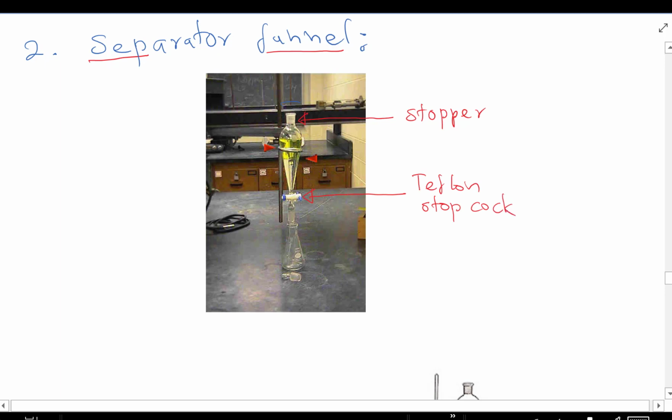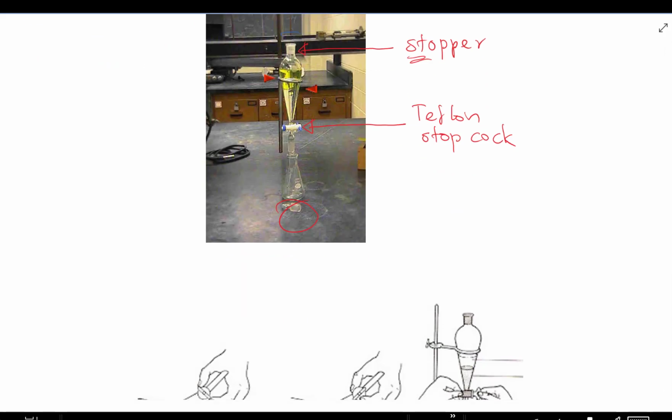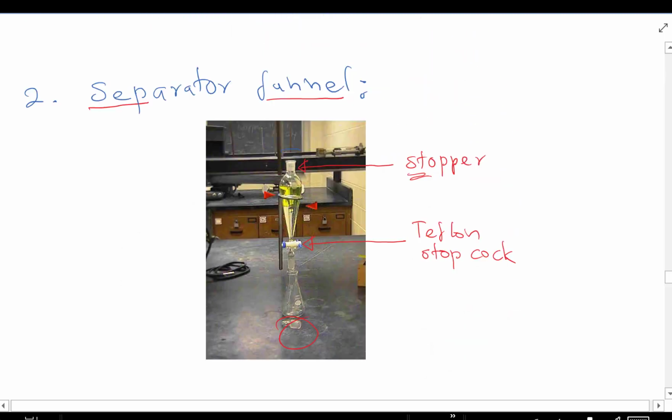This glassware is a separatory funnel, and this is used to do the solvent extraction. Separatory funnel, I call it the SEP funnel, right? This one has a stopper to put on the top. That's a stopper, usually a plastic one. And then you have a stopcock, which is usually a Teflon one. It's easy to handle, to open and drain the liquid in there. And here you have a glass stopper.